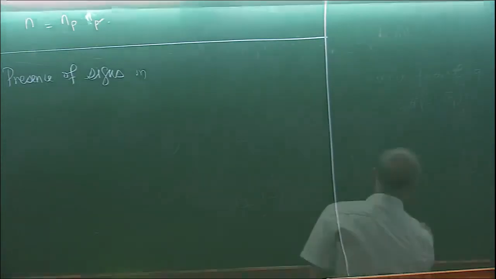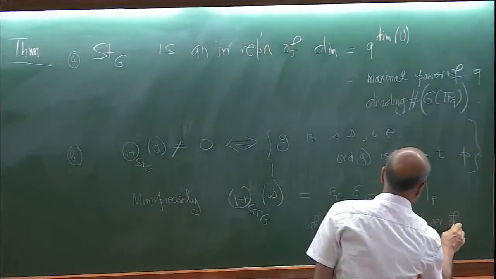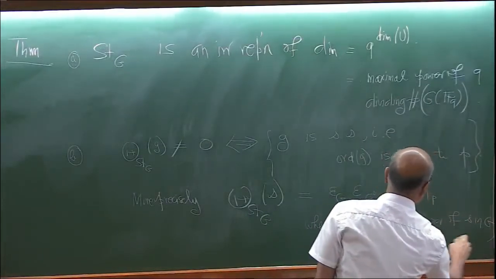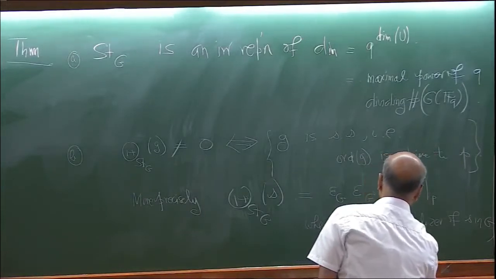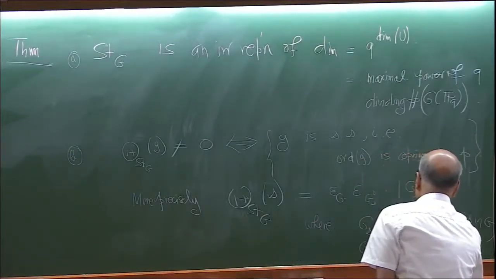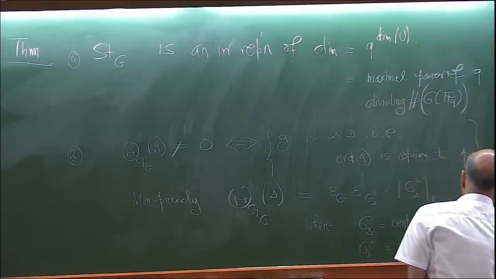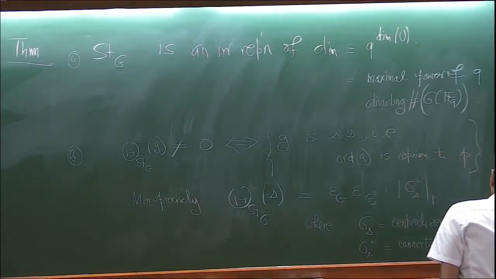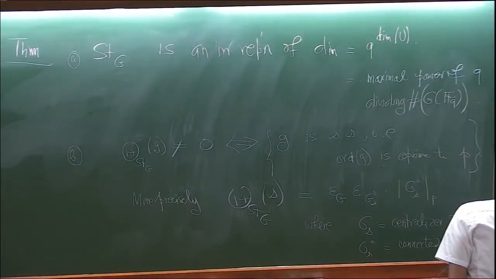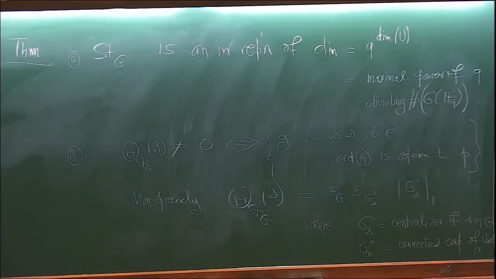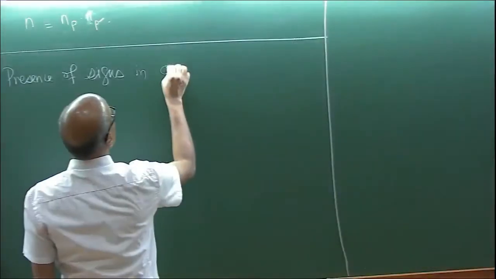G_S is the centralizer of S in G, and G_S^0 is the connected component of the identity, which is a reductive group. So this is the presence of signs in character theory.